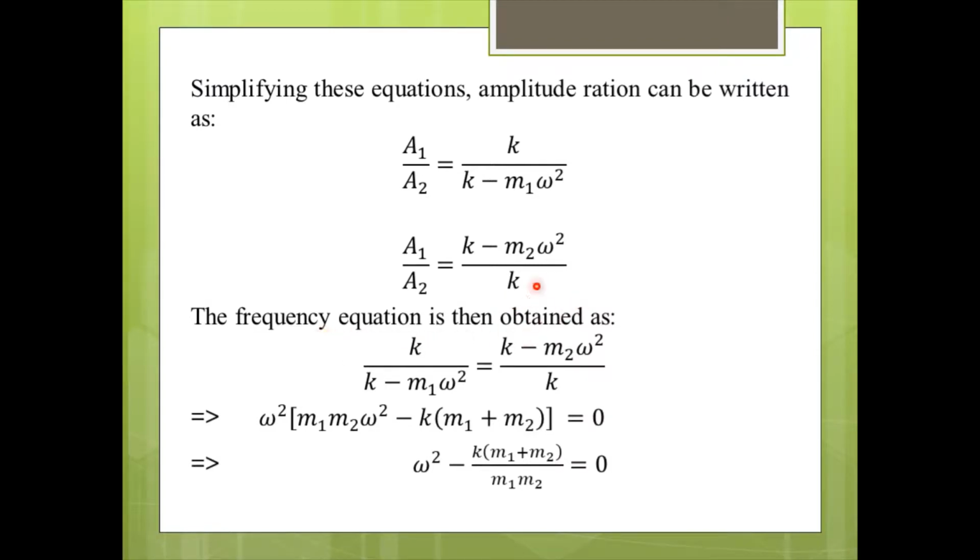Now the frequency equation can be obtained from these two equations only. Since the left hand sides of both these equations are equal to each other, the two right hand sides will be equal to each other, and by simplifying this we get an equation like this, which clearly shows that one value of omega will be equal to 0. Hence this entire system is a semi-definite system. Further simplifying the equation, we ultimately get omega square equal to k into m1 plus m2 divided by m1 into m2.